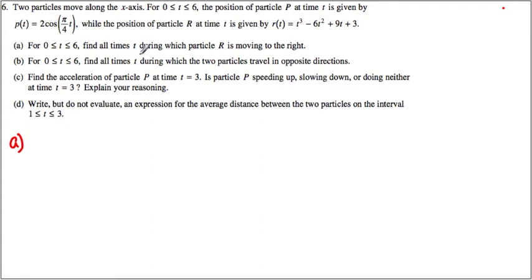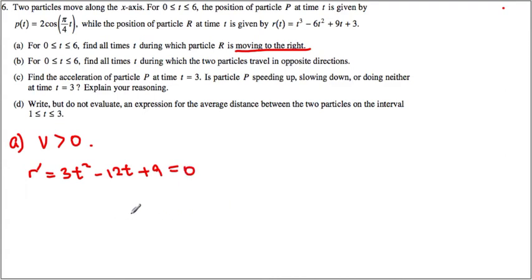Find all times t during which particle R is moving to the right. This implies the velocity has to be positive. How do you find the velocity? Velocity will be the derivative of the function r. So here we have r prime. What is r prime? We have 3t squared minus 12t plus 9. If I set this equal to 0, then I will be able to get some values here.